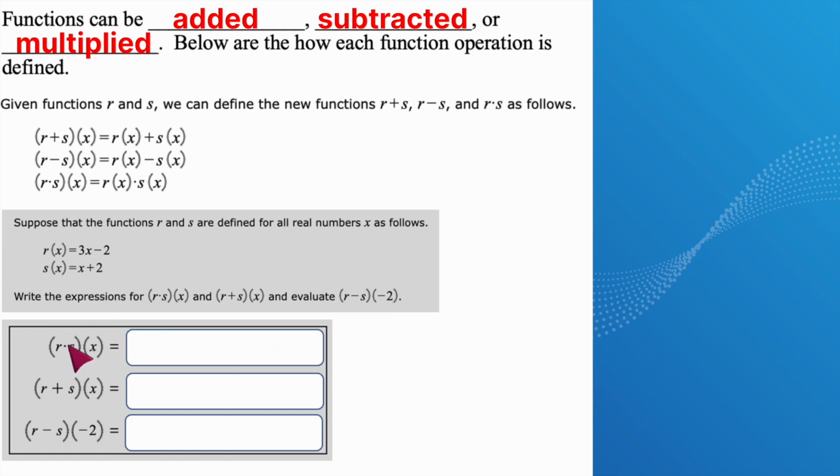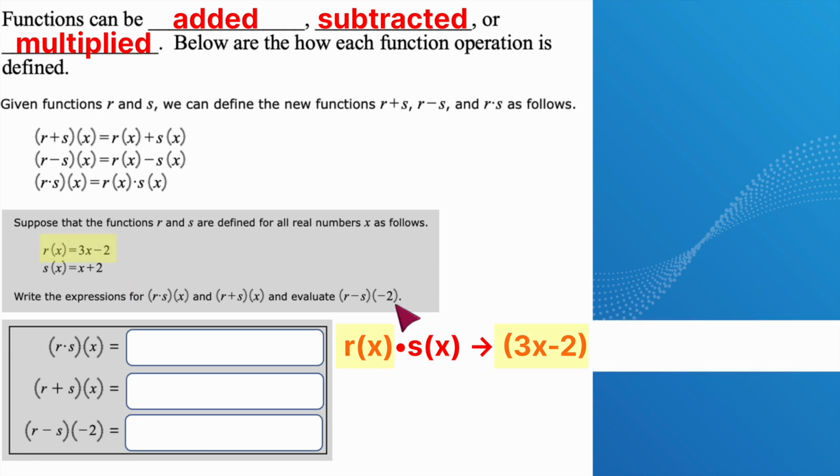Okay, let's look at this first one. We have r times s of x. Using that same idea up here, I'm going to split it into the two functions so that I have r of x times s of x. I know what r of x is. It's 3x minus 2, so I've just substituted it in. And s of x is x plus 2, so here we see it again. So this is r of x times s of x, and now I'm just going to multiply.